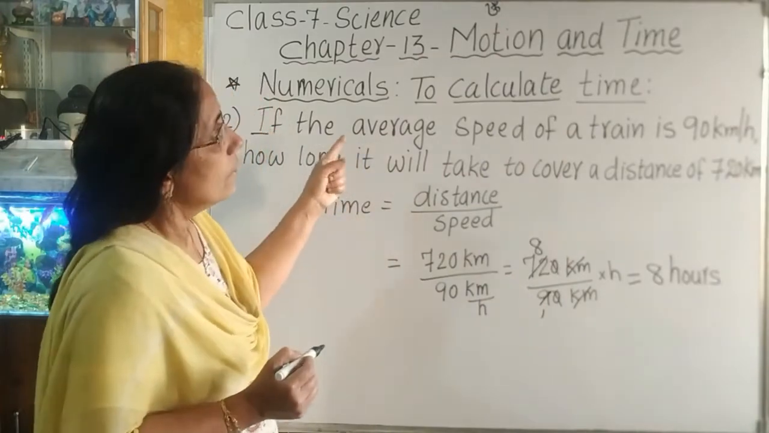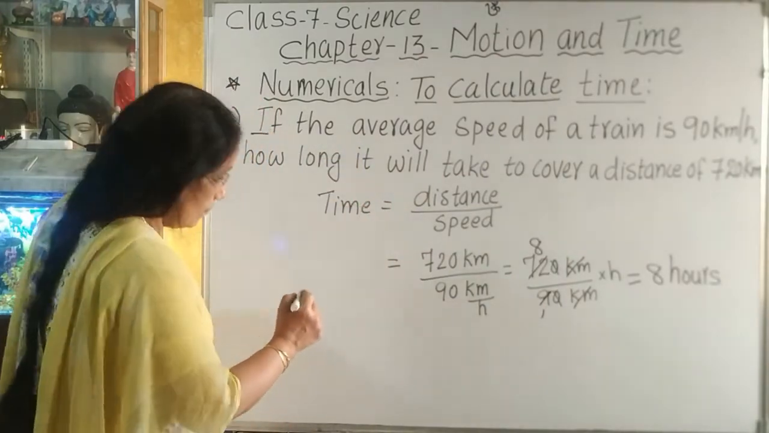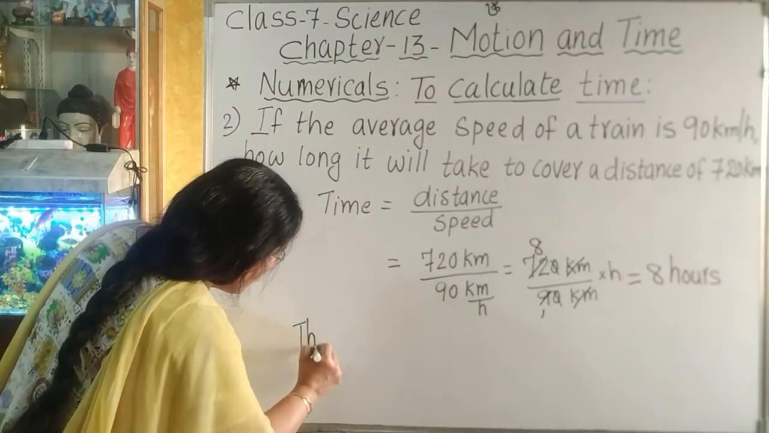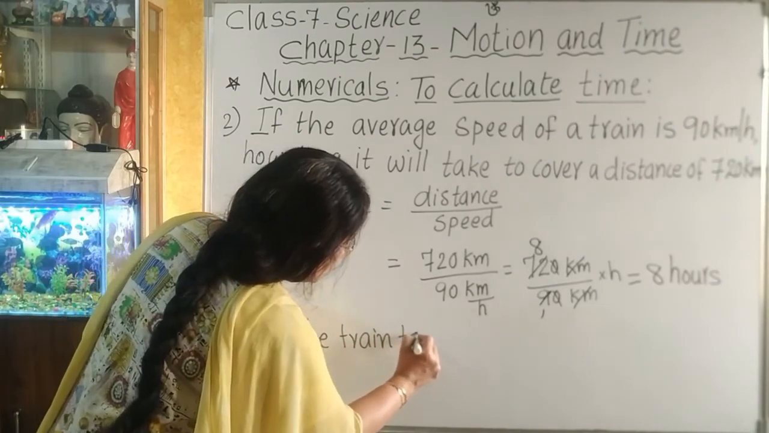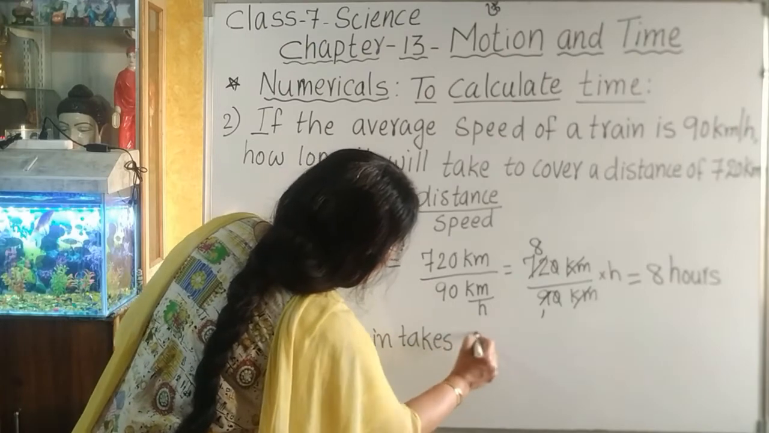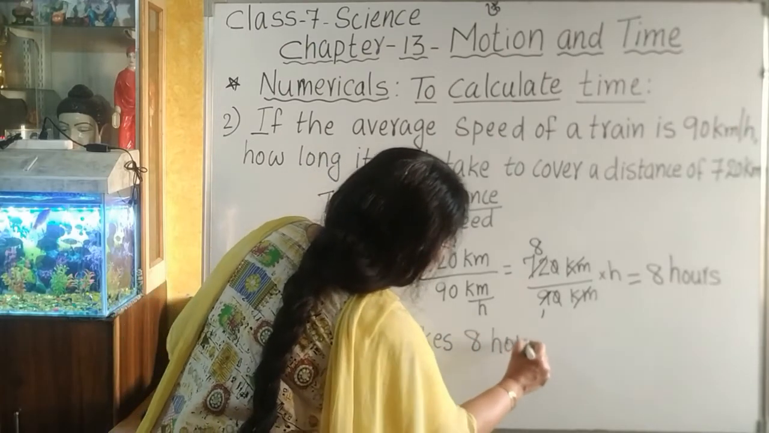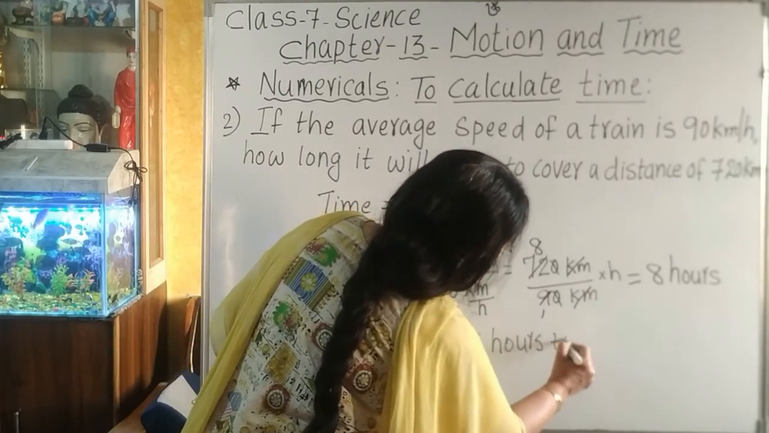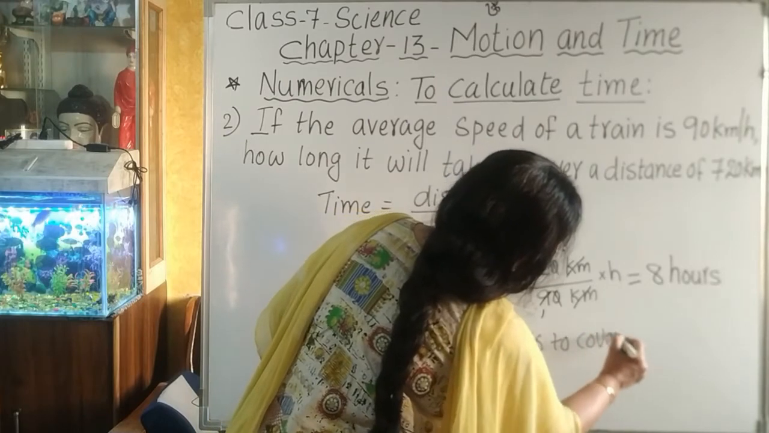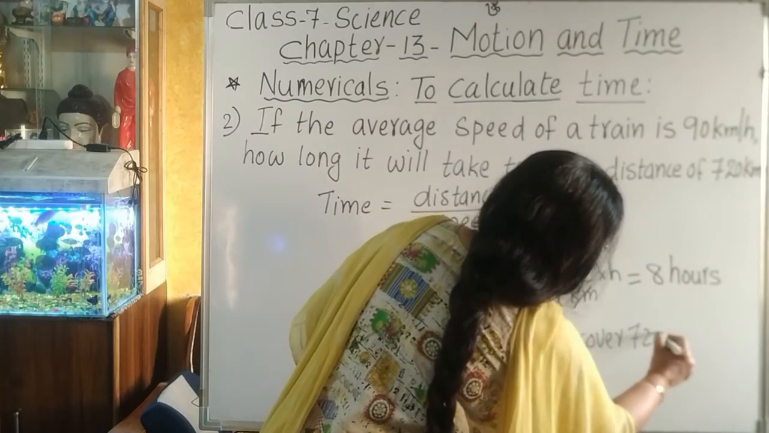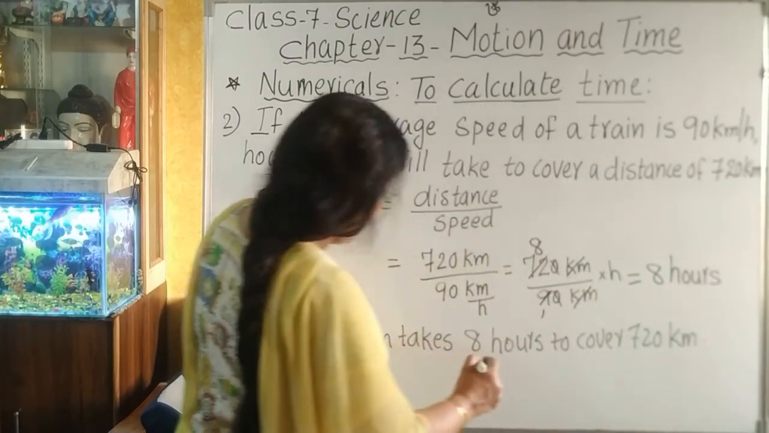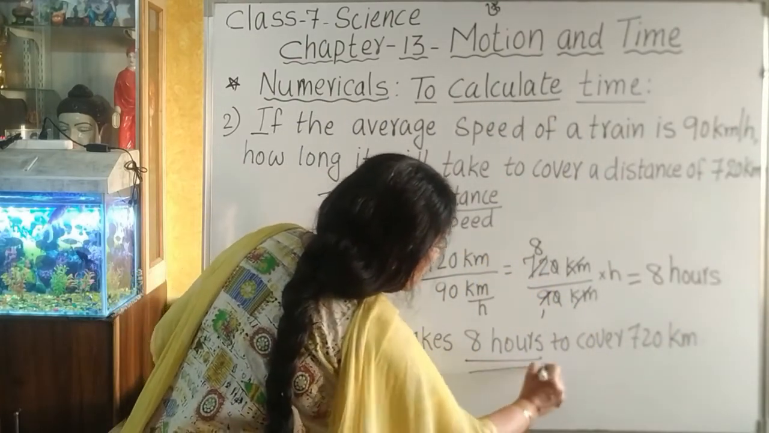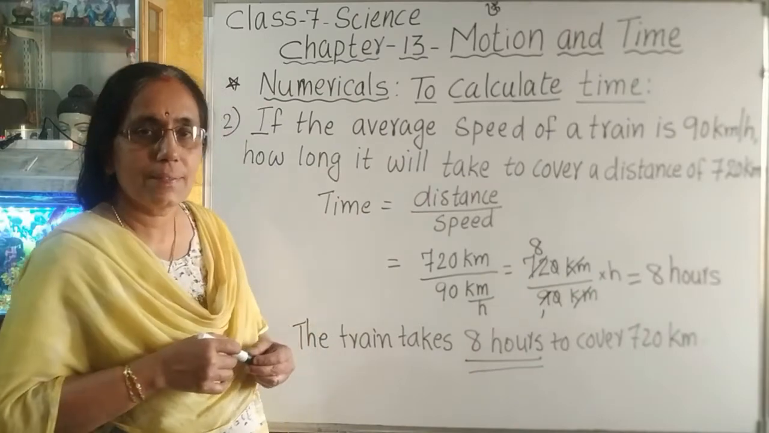So the train takes 8 hours to cover 720 km. So this is the final answer.